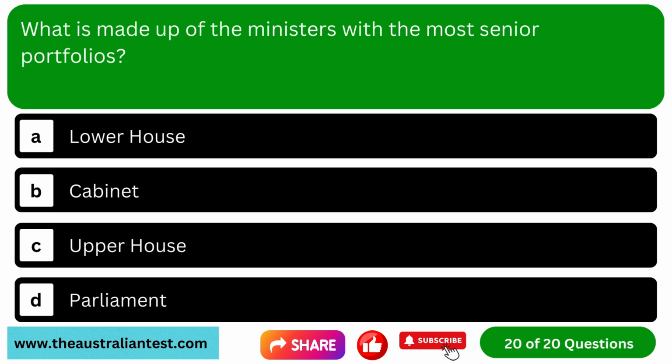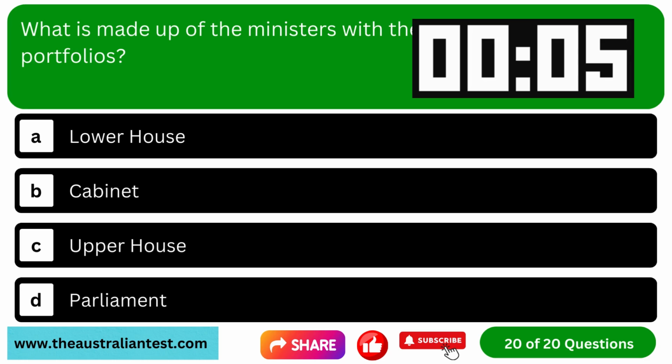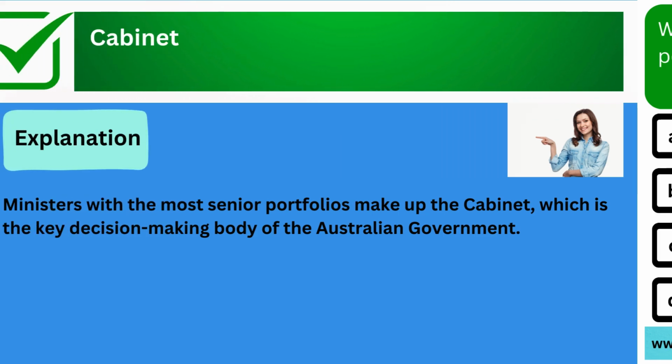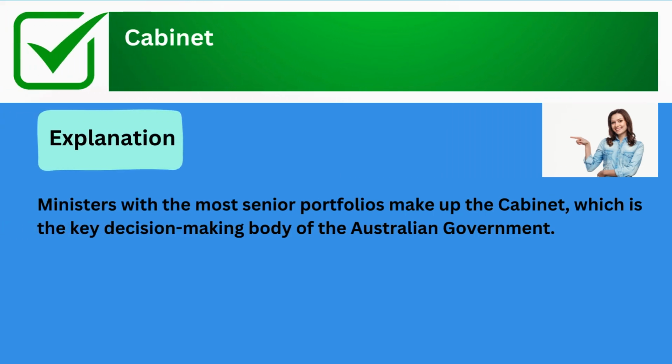Question 20. What is made up of the ministers with the most senior portfolios? Option A, Lower House. Option B, Cabinet. Option C, Upper House. Option D, Parliament. The correct answer is Cabinet. Explanation: ministers with the most senior portfolios make up the Cabinet, which is the key decision-making body of the Australian government.